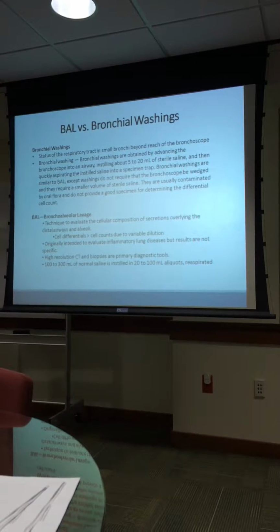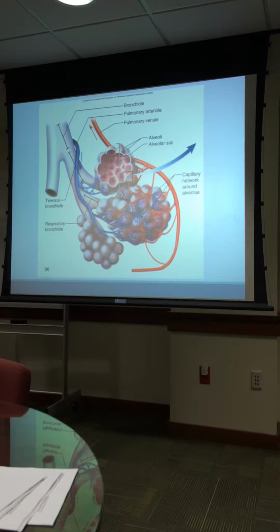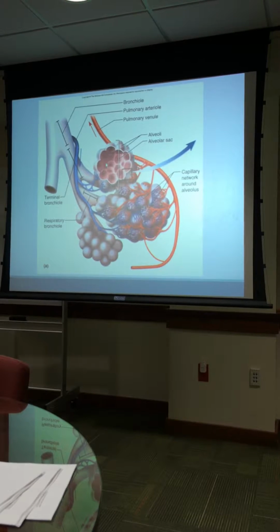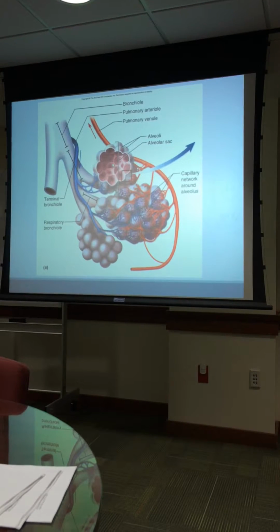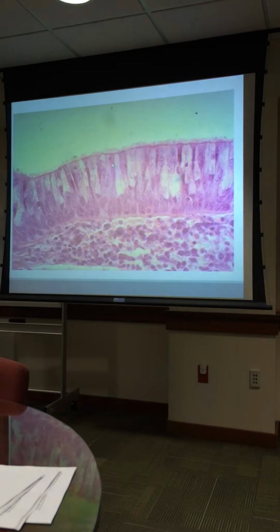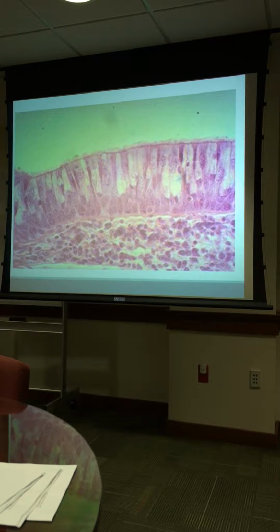Okay, this is basically what I was talking about. This is the alveoli. This is the fluid that they're sampling in a bronchoalveolar lavage. Okay, now let's get into some cell identification.